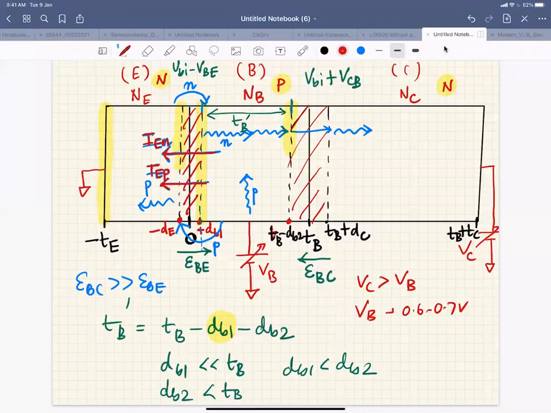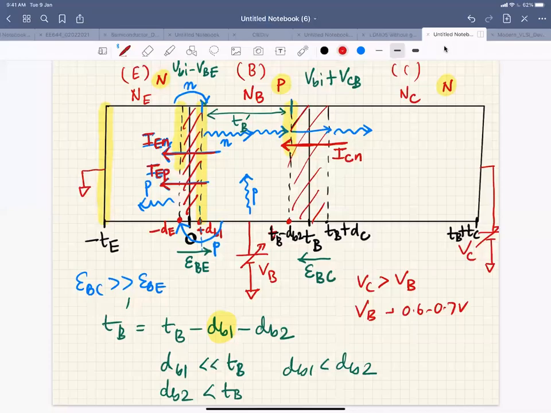Okay. There is also, because some of the electrons are collected by the collector, this will be ICN. Some of the electrons are recombined and the rest arrive at the collector. So the rest are collected by the collector. So there is a current ICN here, right?